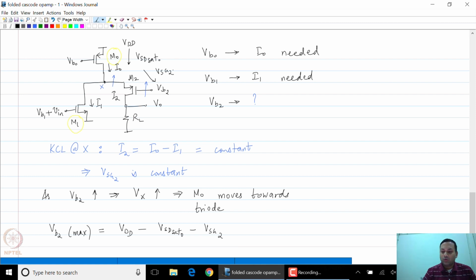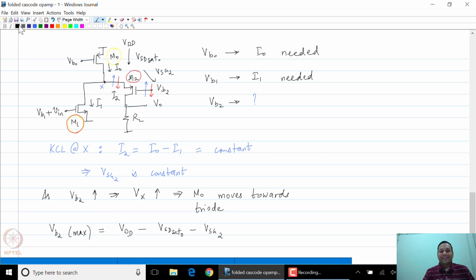What is the minimum value of VB2? Let us say now that VB2 starts decreasing. As you can see, Vx starts dropping, and eventually one of two things will happen. If Vx starts dropping as VB2 drops, eventually M1 could go into triode, or the other thing that could happen is that M2 itself could go into triode. As you can see, the drain of M2 is being held constant, but the gate keeps dropping. So one of these two will happen, and that will purely depend on the exact bias condition.